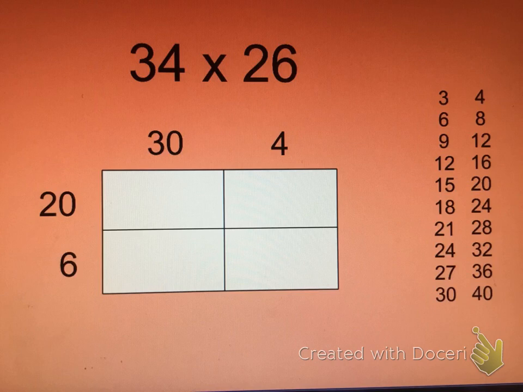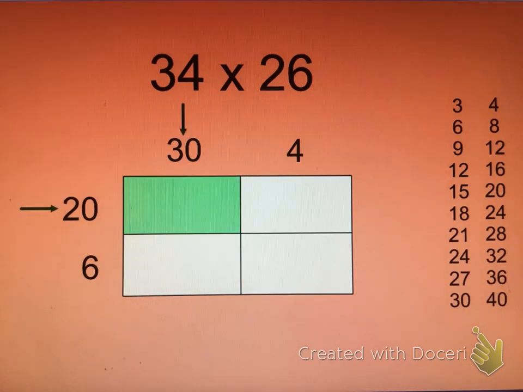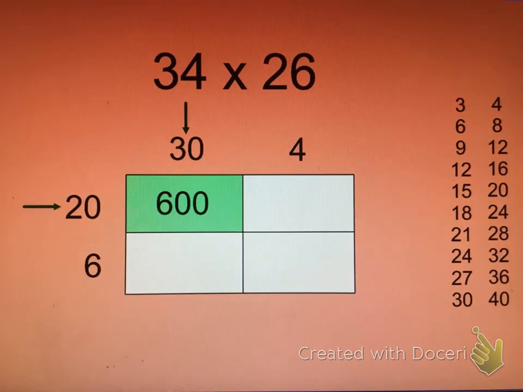To find the product for my first box, that would be the upper left box in my table, I'm going to determine my column. I'm in the 30 column, and then I determine my row. So I'm in the 20 row, and my problem is 30 times 20. 3 times 2 is 6. I've got 2 zeros in my problem that I put on the end of my answer. 30 times 20 is 600, and I record my answer in the box.